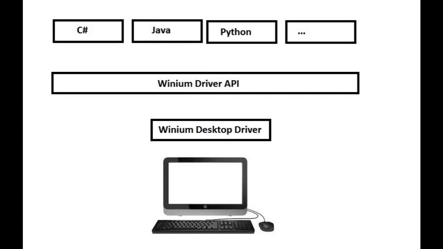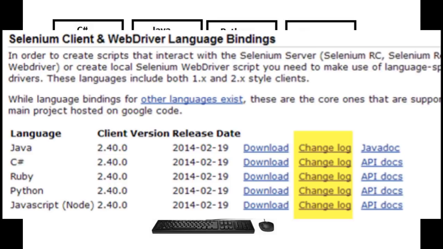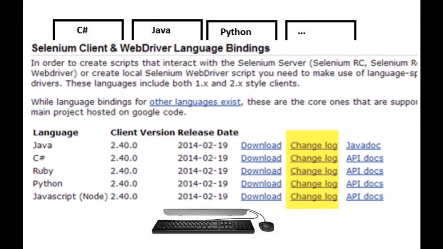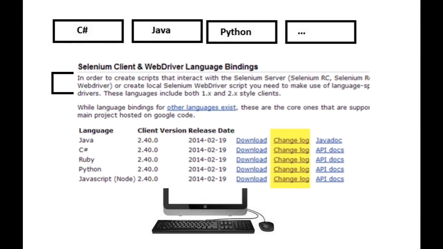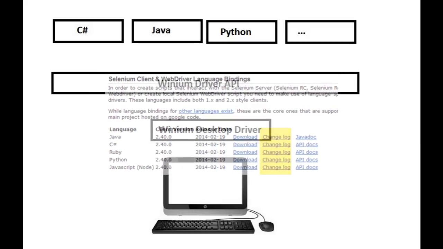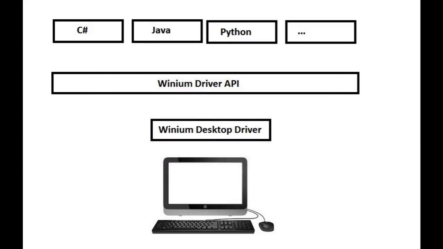So, here is a picture of the architecture of Winium Desktop. You can see at the top here, we have some bindings, and these are language level bindings. These bindings are just implementations in various languages that we can use to do our automation. So you can see there is C#, Java, Python, and Ruby. With Winium, you have a choice to write your code in any language of your preference.